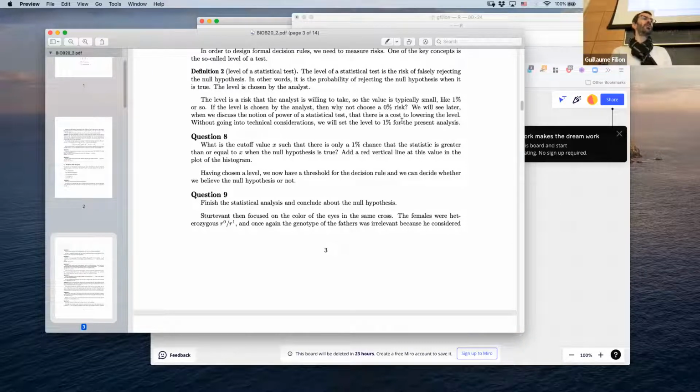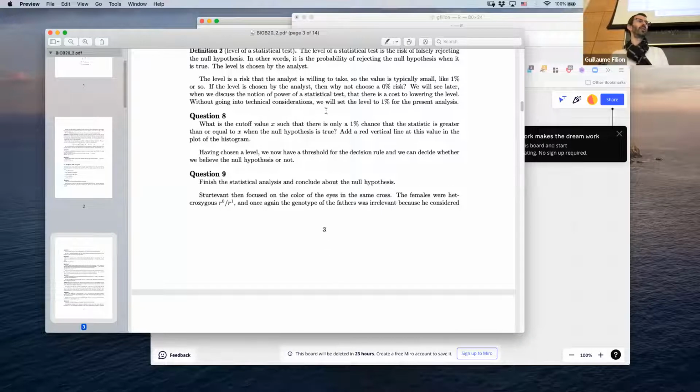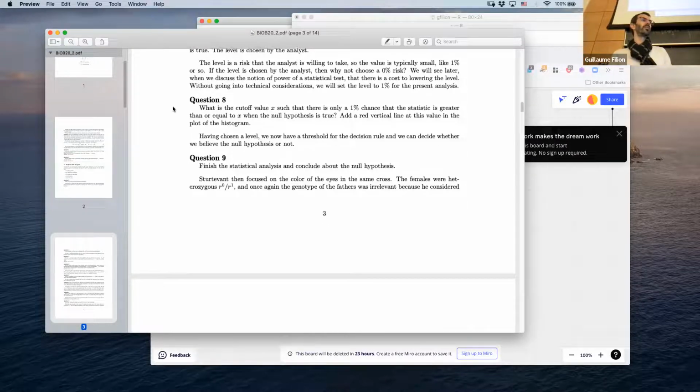We could choose a 0% risk in terms of practicalities, something that will really never happen in the world where we live. But even that is not a good idea. Even if you could, it's not a good idea. We will see later when we discuss the notion of power of a statistical test that there is a cost to lowering the level. For now, we just set it to 1% and we think it's cool, but we maybe hurt ourselves by putting it too low. We'll defer that discussion for later. Without going into technical considerations, we will set the level to 1% for the present analysis.